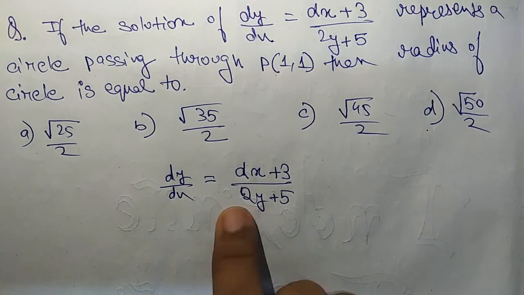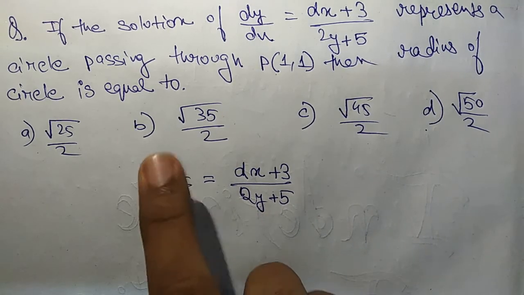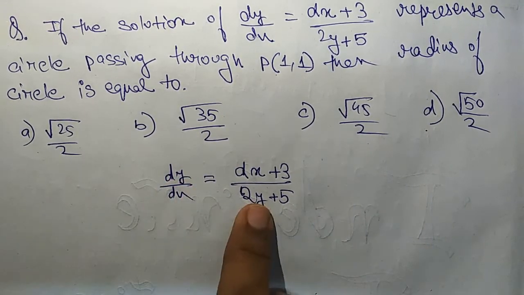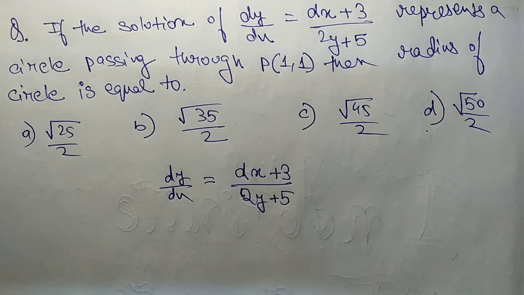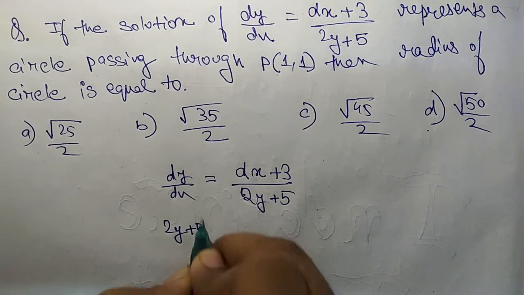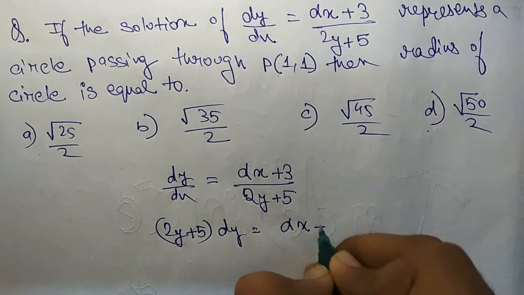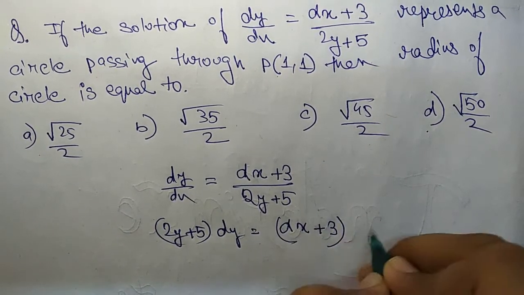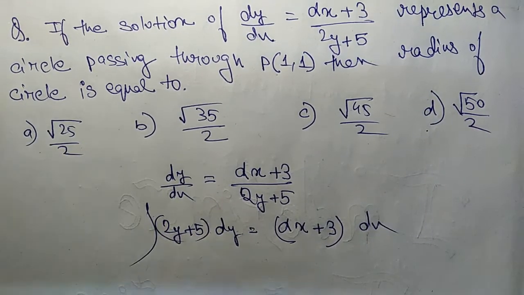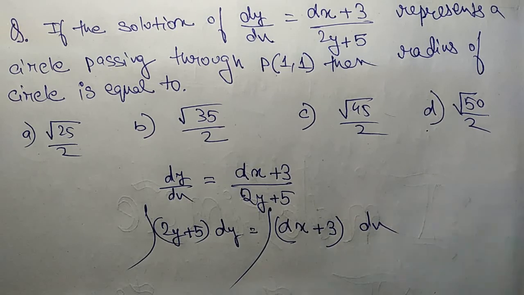According to this, I will do simple cross multiplication. Doing cross multiplication, what we get is (2y plus 5) dy is equal to (alpha x plus 3) dx. Now I will integrate both sides. It is indefinite integration, so I will not put any limits. Let's see what it will give.